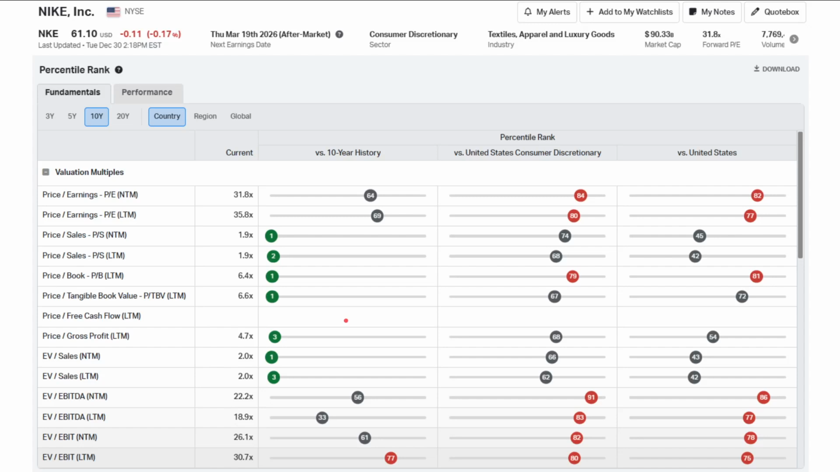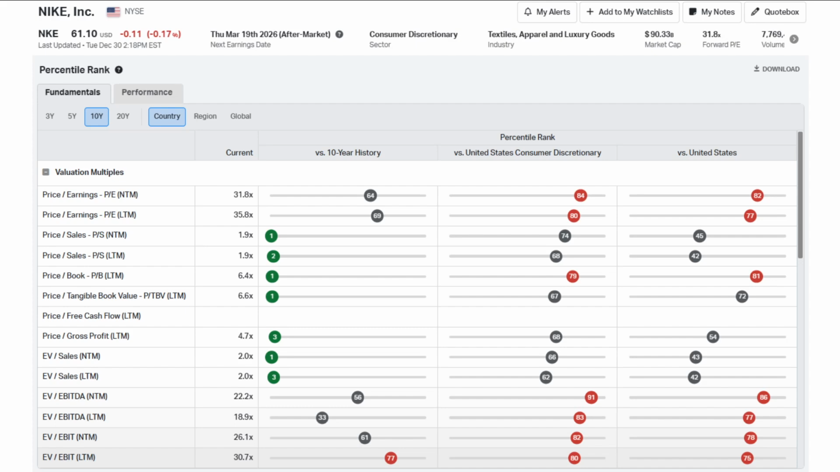Right, and let's look at the percentile ranking. This data here, I collected it from NKE. It's a premium financial data website, and here this is my favorite metric.